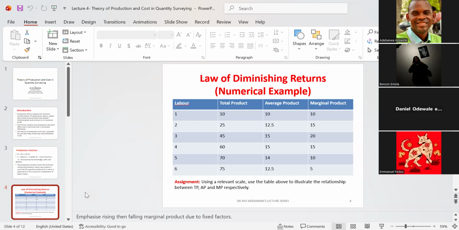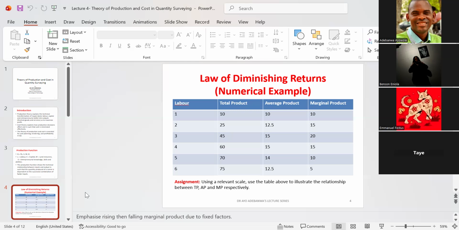If you look at this table, you discover that the total product, which you call the total output, when one labor is employed, you have 10. When two labor is employed, you have 25. Please look at slide 4. When three laborers are employed, you have 45. Four, you have 60. Then five, you have 70. Six, you have 75.